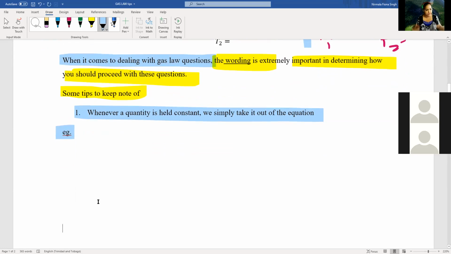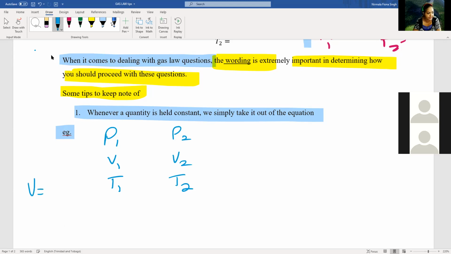Your algebra should be top notch by now, so we can run through this without suffering too much. So suppose I have P1, V1, T1. I have P2, V2, T2. And I said that my volume is constant. So let's say that the volume is equal to 2. The volume is constant, so that means in my question, my volume is not changing. So if you want, you could go and put this down: V1 is 2 and V2 is also 2. Let's put it into our equation. We're going to see why we take out terms that are held constant.